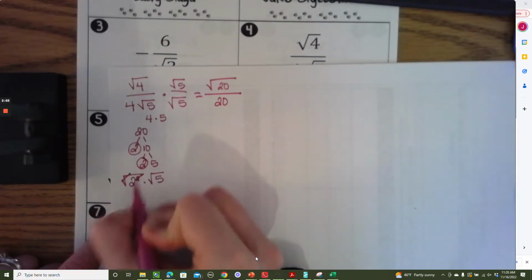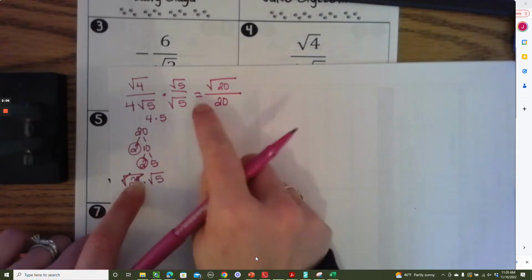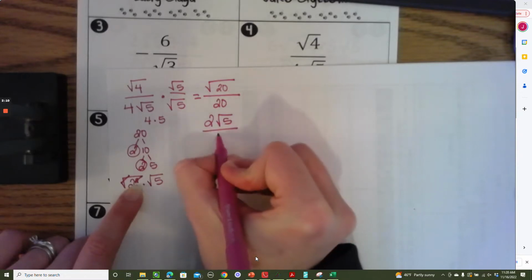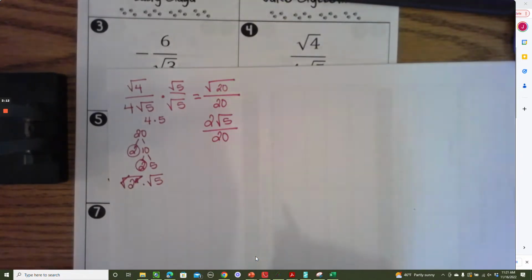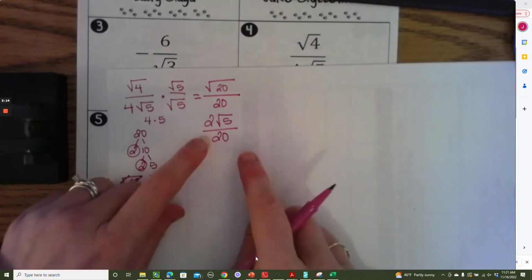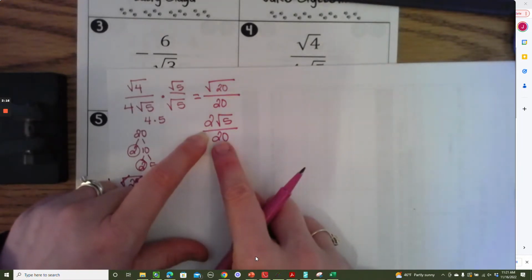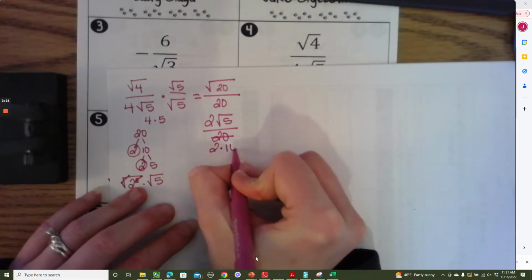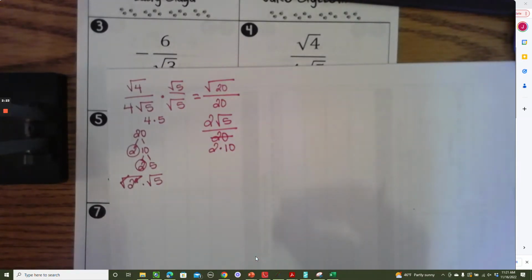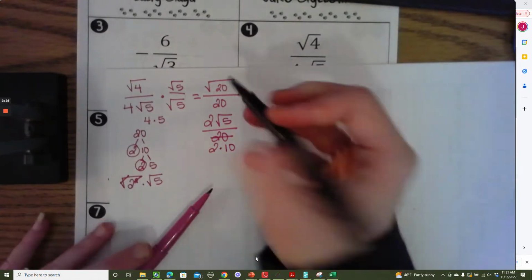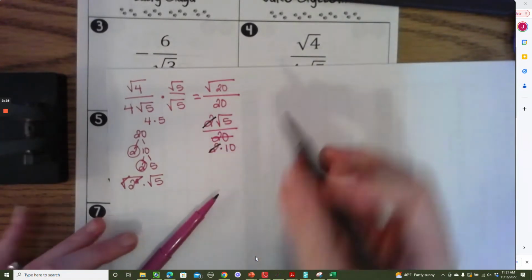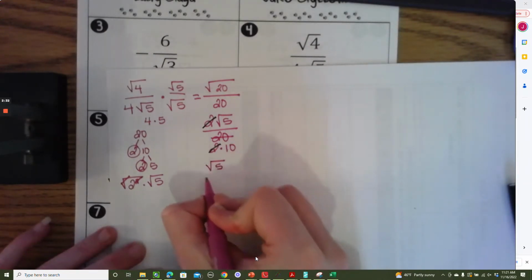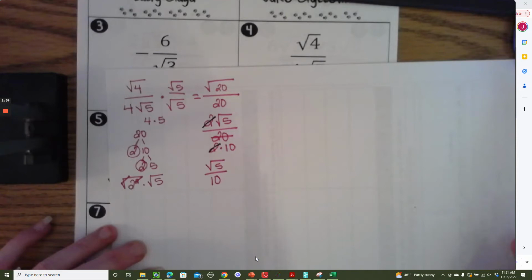This cancels this. So square root of 20 is the same as 2 times the square root of 5, over 20. But I'm still not done. Is there a common factor between 2 and 20? Yeah, 20 is the same as 2 times 10. I can break it apart into factors. If I have the same number on the top and the bottom, they cancel. So my final answer is the square root of 5 over 10.